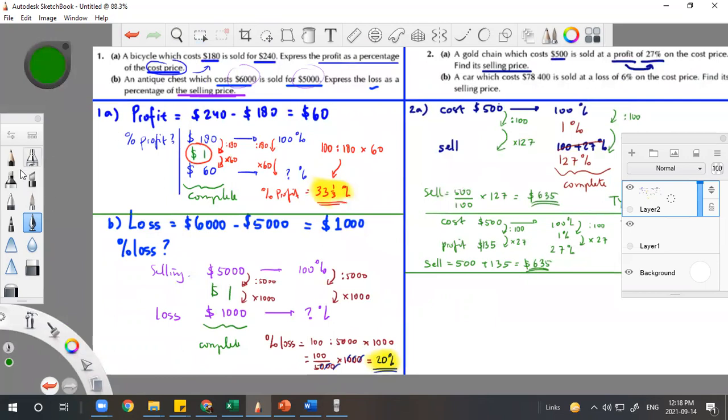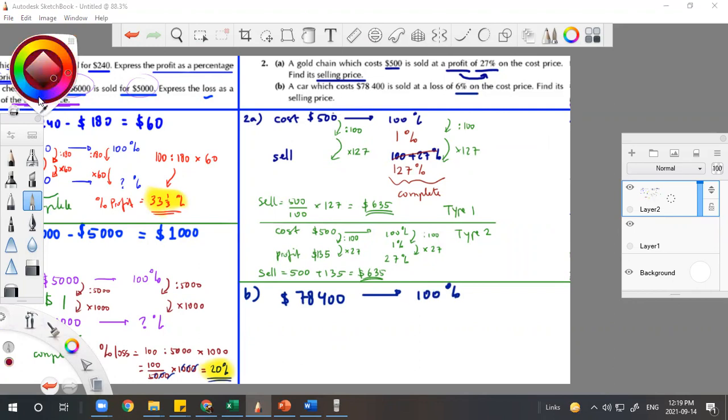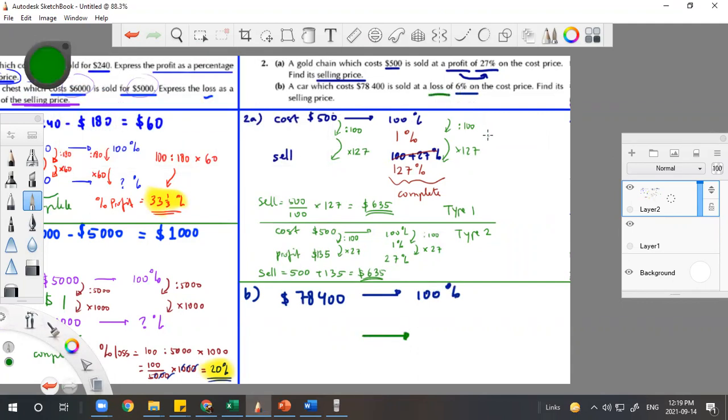Okay, pay attention again, please. A car which cost 78,400 is sold at a loss of 6%. Okay, so this is considering 100%. If you lost 6%, what is the value now? Anyone? Any question? Any answer, I mean? It becomes how many percent, guys, with a loss of 6%?